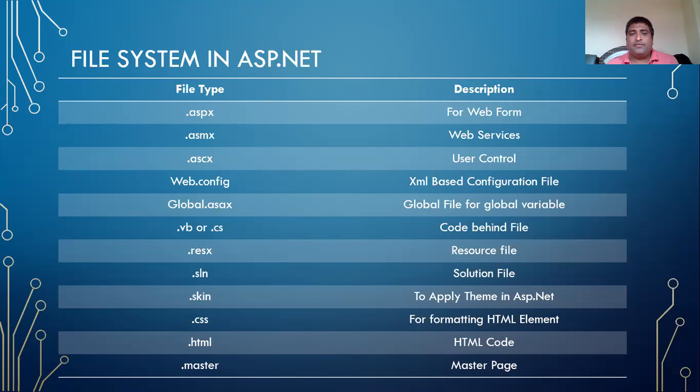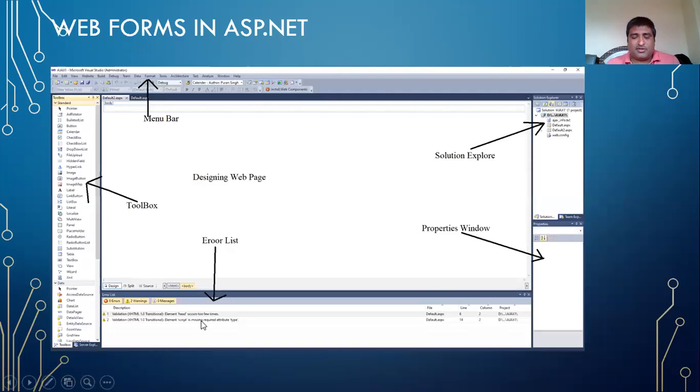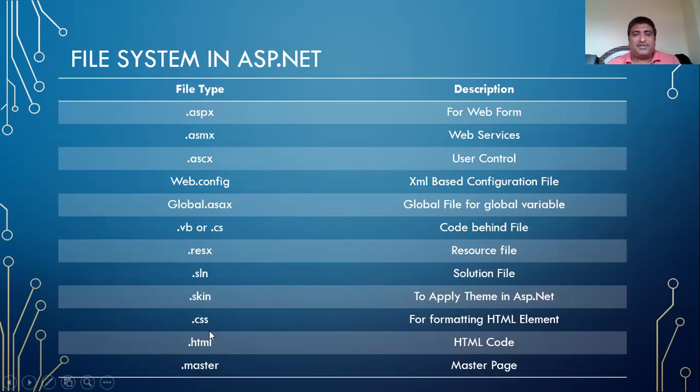It will execute when we run the program. Then .skin is used for the themes that we have created. It's the same as a CSS. Next one is .css. For creating a CSS, the style properties we have created are saved with the file extension .css.